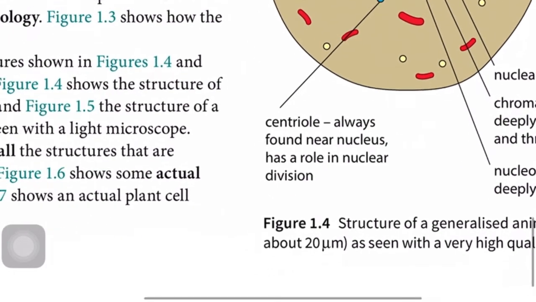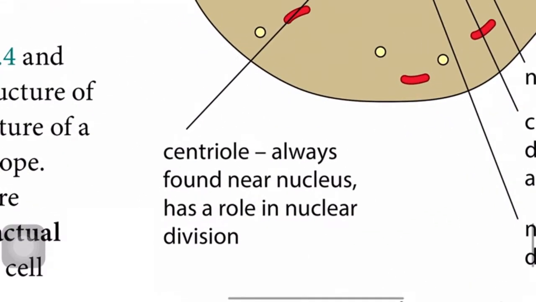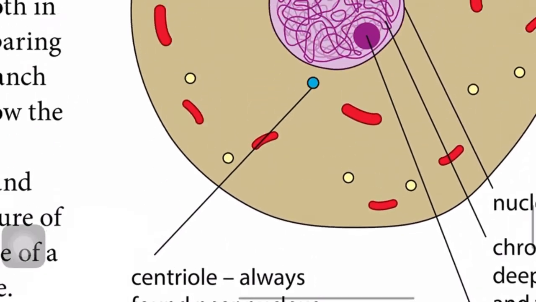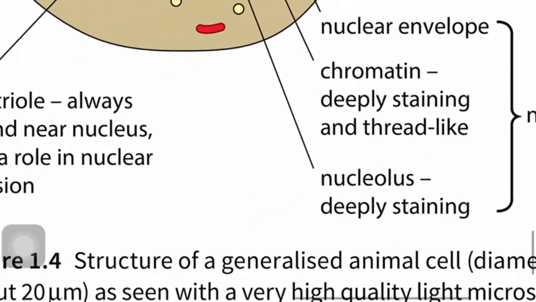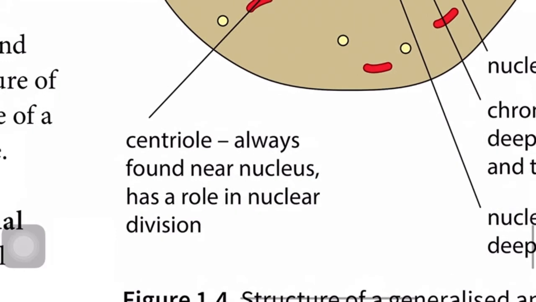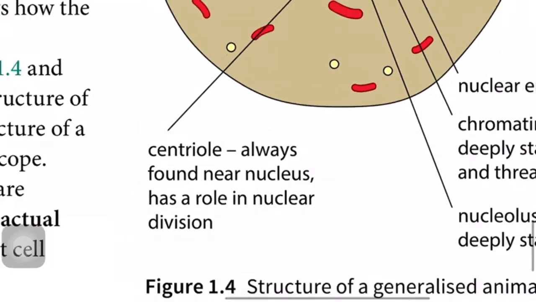Centriole is always found near the nucleus and has a role in nuclear division. In nuclear division, we need the centrioles. Basically, the centrioles pull. We will learn that in great detail, but let me just tell you in short that centrioles pull the chromatids from the chromosome. During cell division, the chromatin forms into chromosomes, and each organism has a specific set of chromosomes which are its identity. We will learn that later.